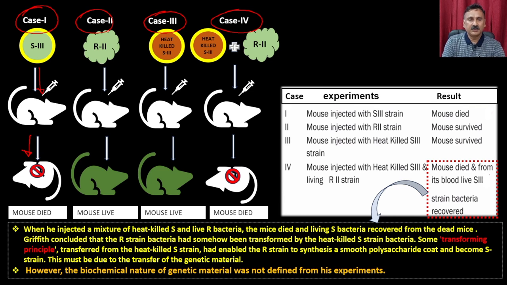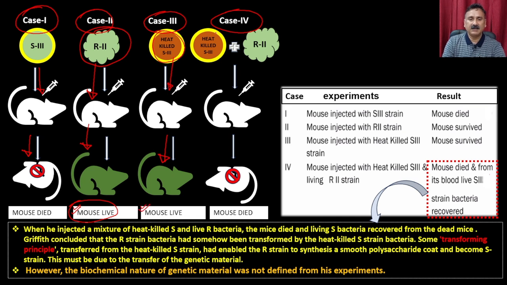In case 2, he injected the R type of bacteria. The R type is an avirulent bacteria, so it is not going to cause any kind of disease, and that's how the mouse is going to grow and live. Then in the third experiment, he heat killed the S type of bacteria and injected it into a healthy mouse, and that also did not cause any disease, and the mouse survived.